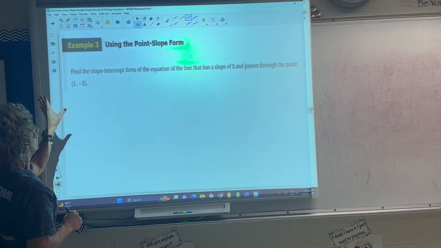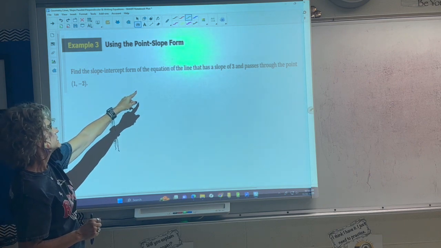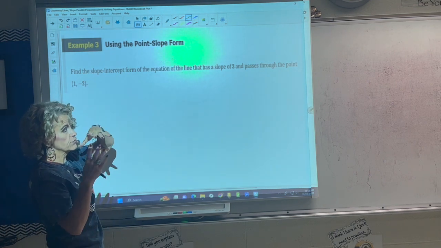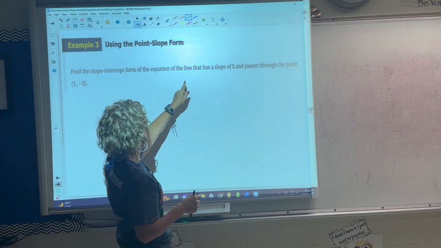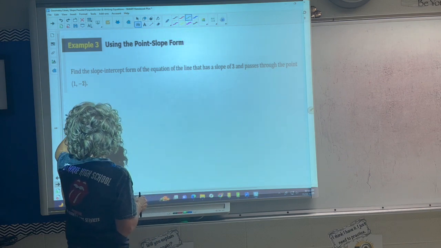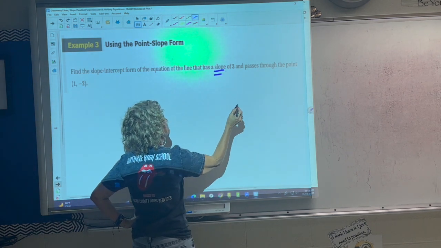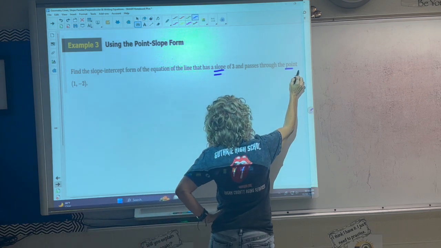Okay. We're going to find the slope-intercept form of the equation of the line. So we have to write the equation of a line. They gave us a slope and it passes through this point. Okay, so let's think about this. They gave me a slope and they gave me a point.